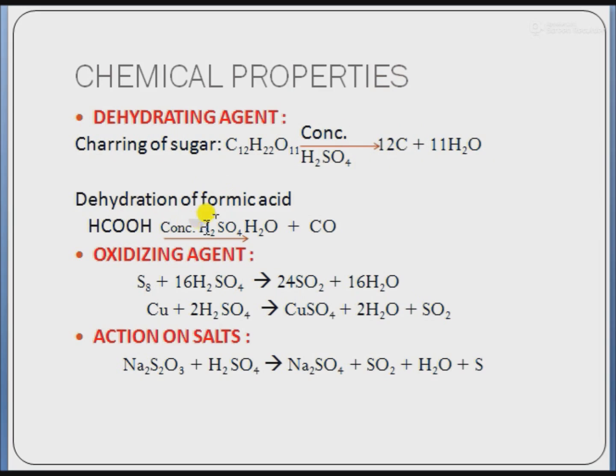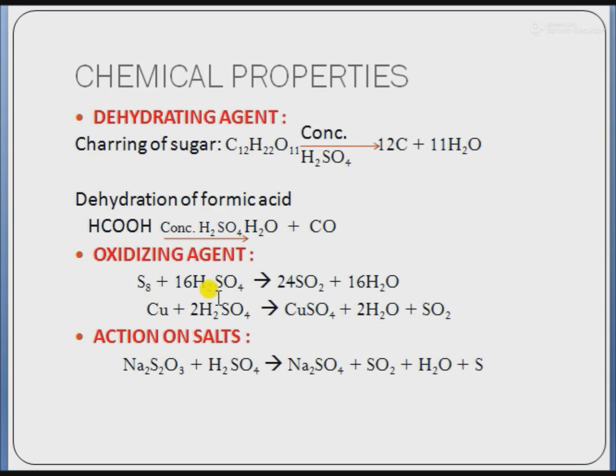Next is the dehydration of formic acid. This is formic acid, HCOOH. When it is treated with concentrated sulfuric acid, it forms water and carbon monoxide. It also acts as an oxidizing agent. Hot concentrated sulfuric acid is a moderately strong oxidizing agent, since on decomposition it gives nascent oxygen. Its oxidizing power, however, lies between nitric acid and phosphoric acid.